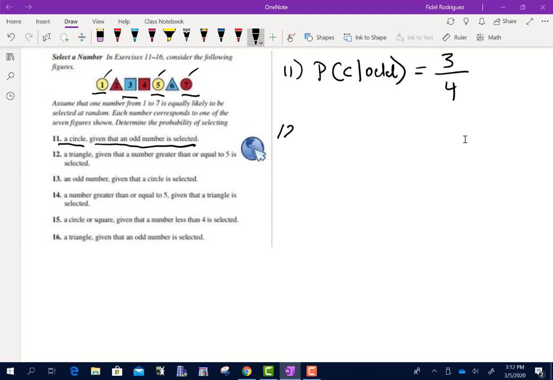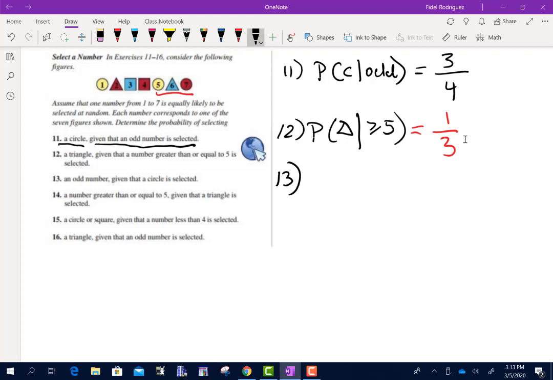Let's try to do the same thing for number 12, okay? It says, what's the probability that we're going to get a triangle given that the number is greater than or equal to 5 is selected? So the number we're going to pick is going to be greater than or equal to 5, okay? So let's do this. Let's clean this mess up, okay? So we're going to say, okay, how many numbers do we have greater than or equal to 5? We have 3 of them, okay? Out of those 3, how many of them are a triangle? Only 1 of them, okay? The number 6.